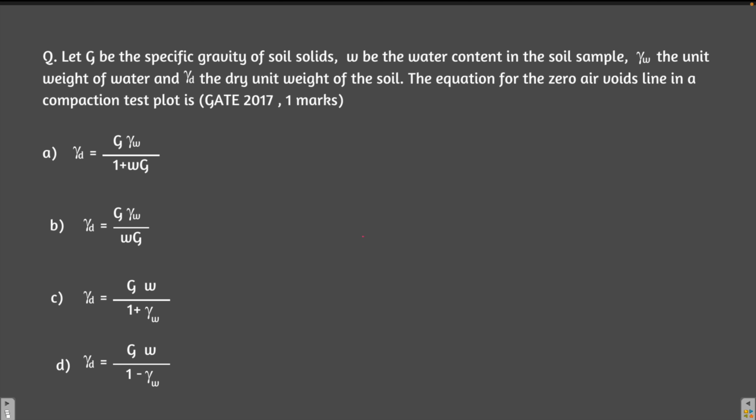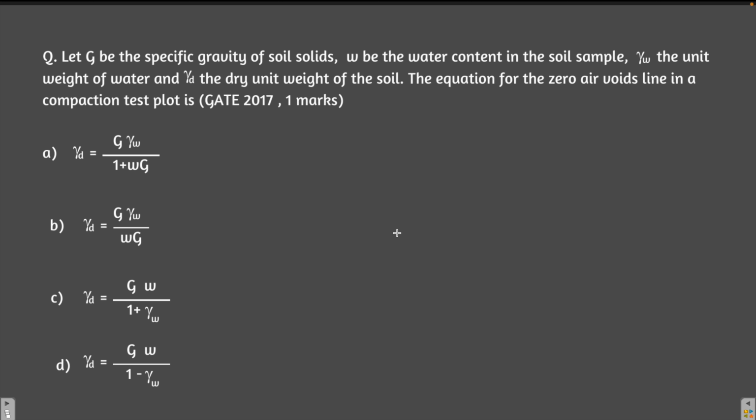First question states that let G be the specific gravity of soil solids, W be the water content of the soil sample, gamma W be the unit weight of water, and gamma D is the dry unit weight of the soil. They are asking you the equation of the zero air void line in the compaction test plotted. Basically, they are asking you what is the equation of the zero air void line. So this is a very direct question.